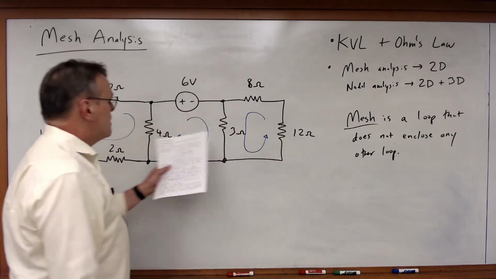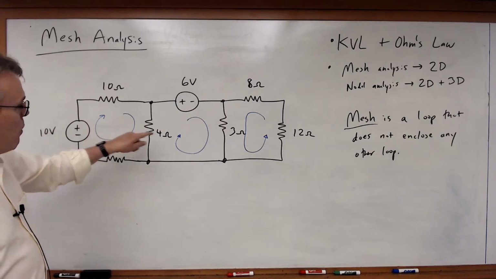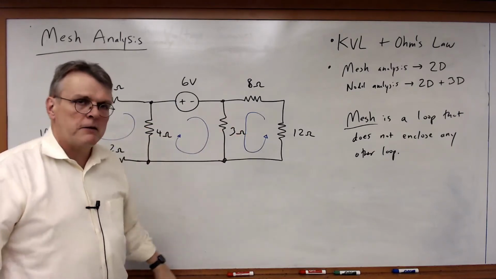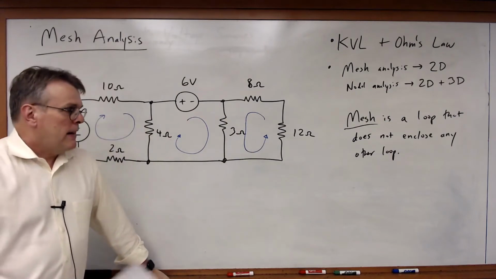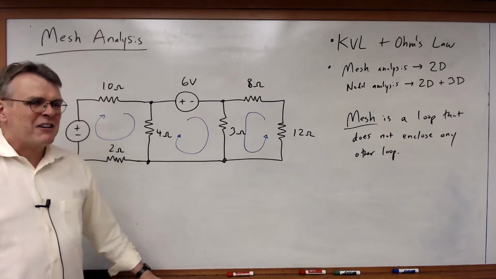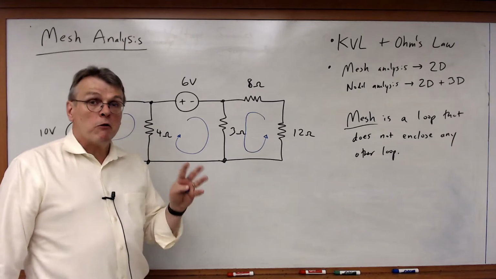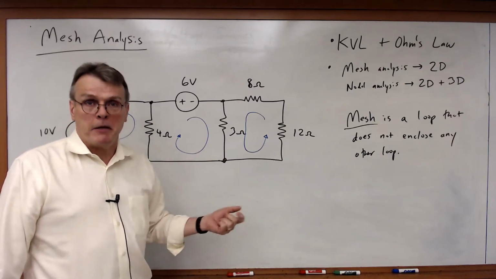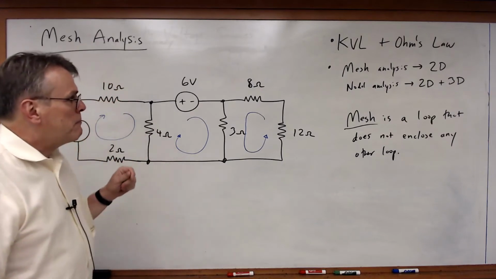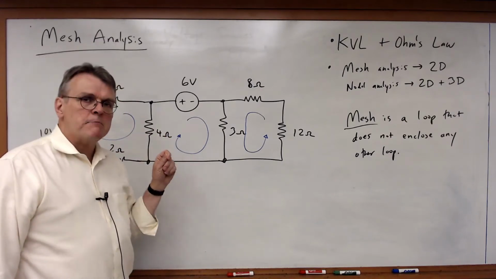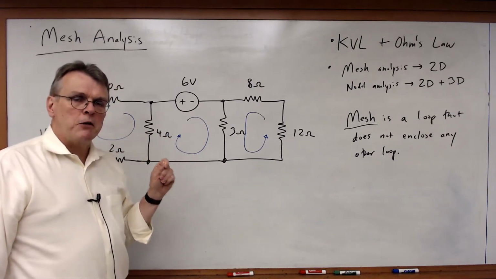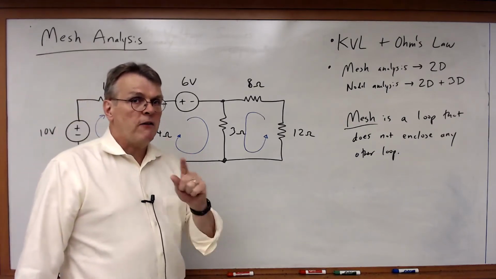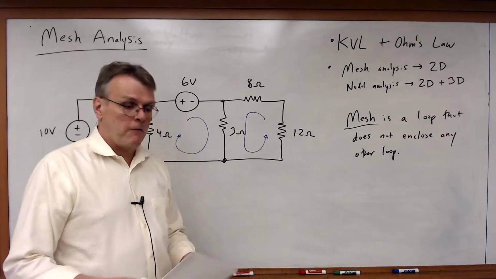The idea behind mesh analysis is that we're going to assume that there is a current that circulates around each mesh. Now, these mesh currents may not actually correspond to any real current in the circuit. They may not correspond to anything you can actually measure with an ammeter. But by specifying these mesh currents and labeling them and using them the right way, we can solve the circuit using nothing but KVL equations plus Ohm's law.